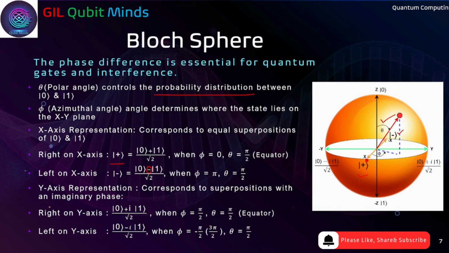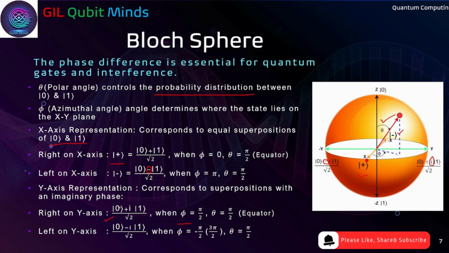If you are representing with the y-axis, then we are representing the imaginary phase. When we are doing the superposition, we are doing this on the x-axis. Here we can see y: if it is plus y, then 0 plus i, the imaginary part is covered here, and if it is minus, then the phase just becomes negative. If phi is pi by 2, meaning 90 degrees, then we can write this expression.